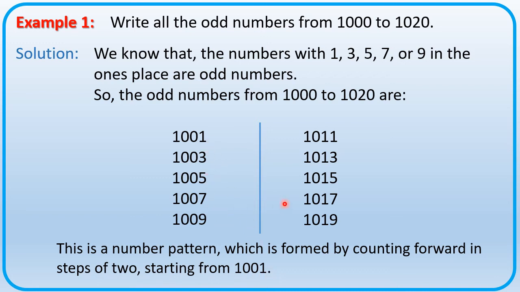If you observe this number pattern, what you can notice is these numbers are counted forward in steps of 2. That means if you add 2 to the first number, you will get the second number. That is 1001 plus 2 is 1003 and 1003 plus 2 is 1005. 1005 plus 2 is 1007 and so on. So all these numbers are counted forward in steps of 2.